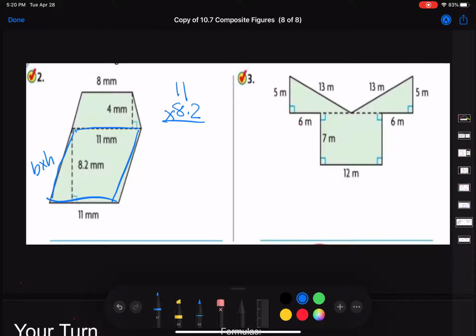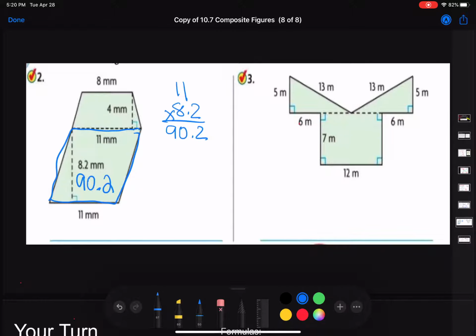For the sake of time, I got my calculator here. So we're going to go 11 times 8.2. And we're going to get 90.2. Okay, so I'm going to erase really quick. So this right here, my parallelogram, it's 90.2.